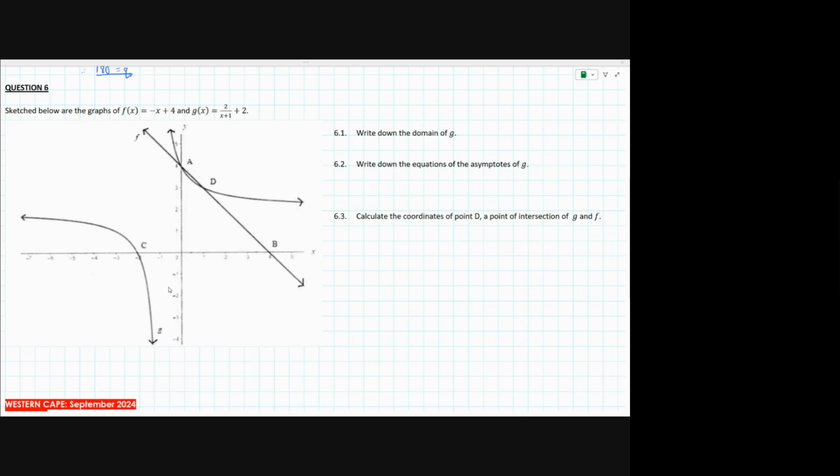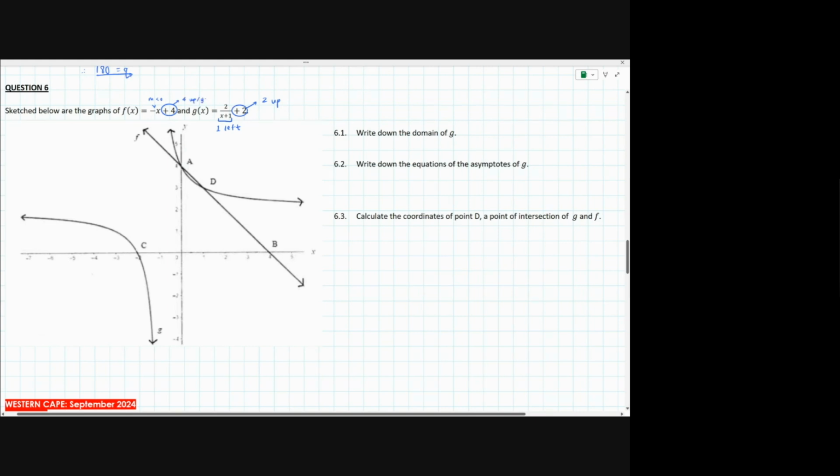So the first question says write down the domain of g. G is my hyperbola. Now let's just go back to this function and establish what's happening. So this plus 2 here is my q value. This is telling me that I've moved 2 units up. This expression x plus p is telling me I've moved 1 unit left. My straight line has a negative gradient. So m is negative, which means it's a decreasing function. We can see that. This plus 4 over here tells me it shifted 4 units up.